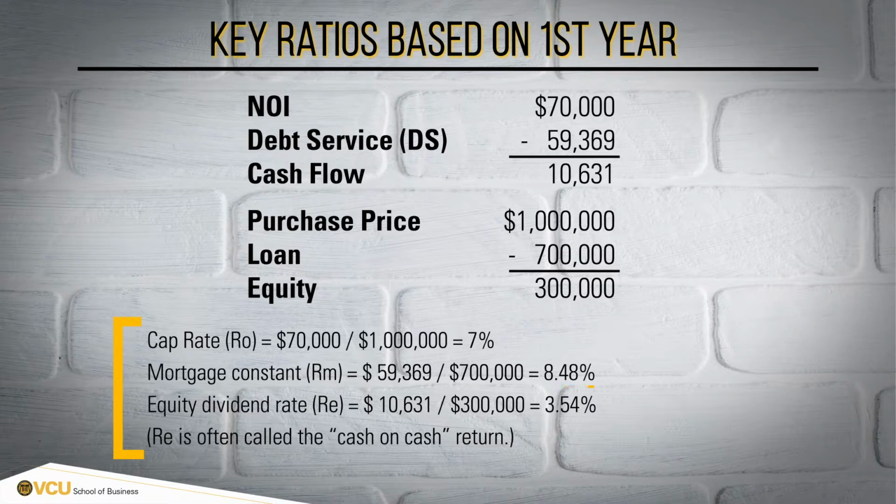Your individual R, in this case the equity dividend rate, the RE, is a function of the cash flow that you receive net of your debt service over the amount of your initial investment, which is $300,000. And as you can see, it's 3.54. What we typically refer to it as is the cash on cash return.